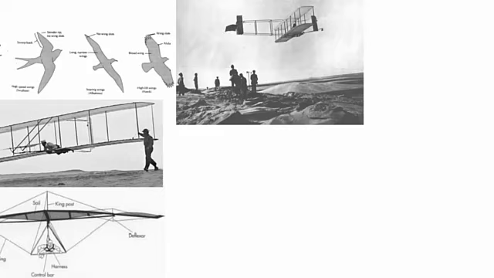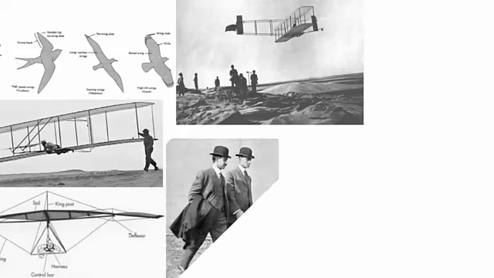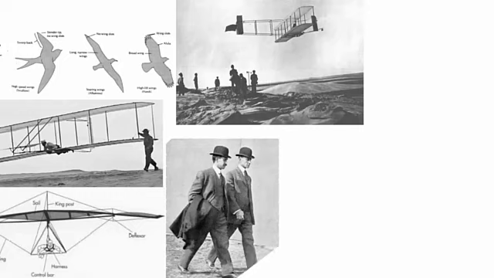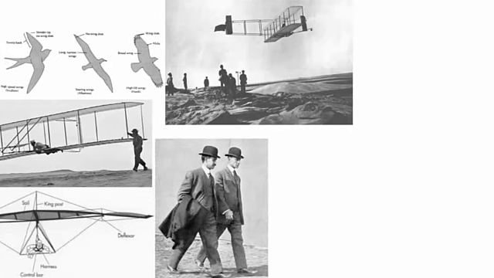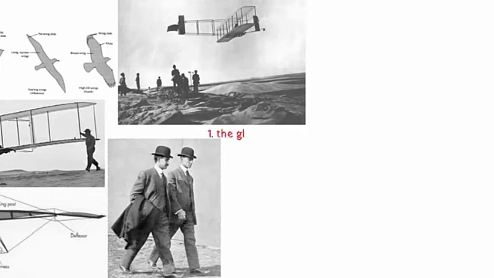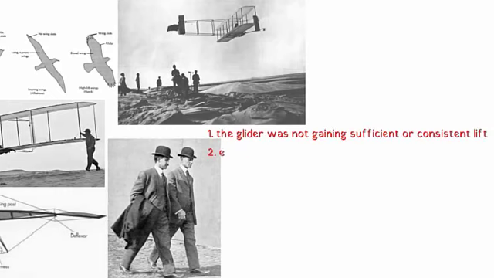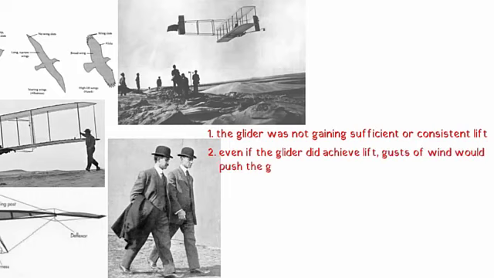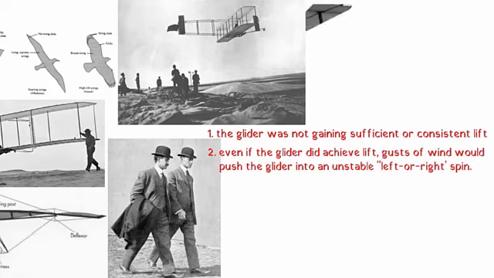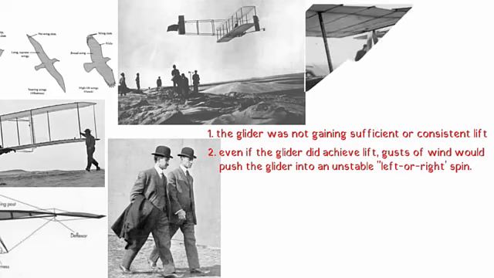Chanute himself became a mentor of some sort towards the brothers. The glider's wing wrapping worked as intended, but the discovery of two major faults threatened the Wright brothers' success. First, the glider was not gaining sufficient or consistent lift. Second, even if the glider did achieve lift, gusts of wind would push the glider into an unstable left or right spin. The Wright brothers traced the fault to their wing wrapping.